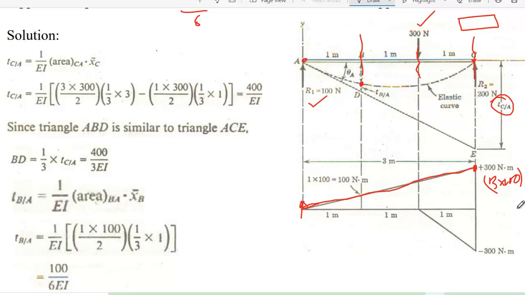inclined. Now, which section are you taking? At the point just before C. You are taking the moment for just before C. Do you understand?